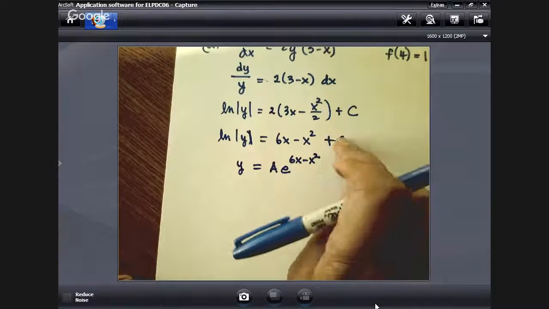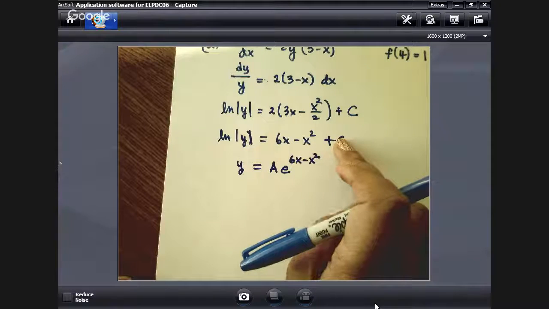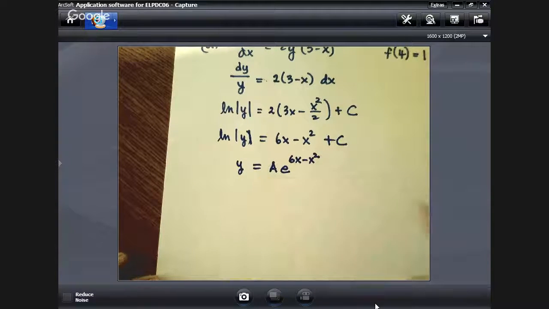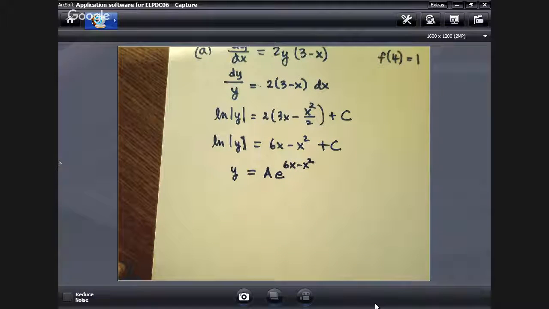So this plus c is going to make it be e to the c, which could be positive or negative. So I just rewrite that as a. I choose to use a because I like a, and I like for those letters to look different, but I don't have to. Now I'm going to go ahead and plug in my initial condition, right?